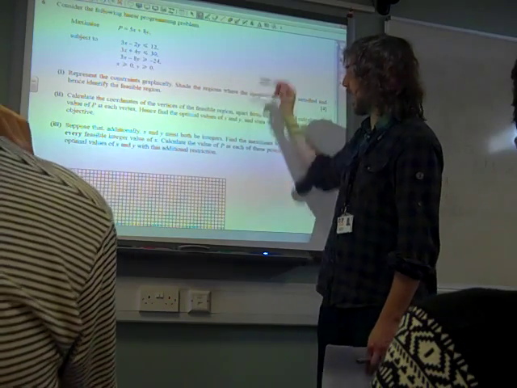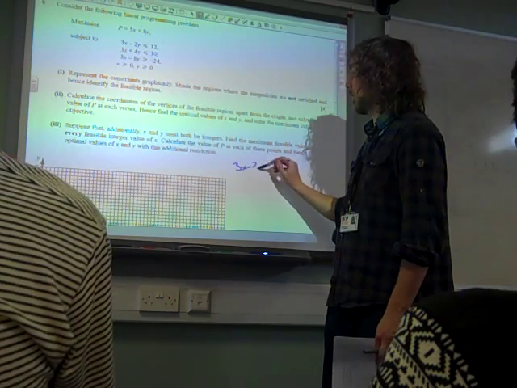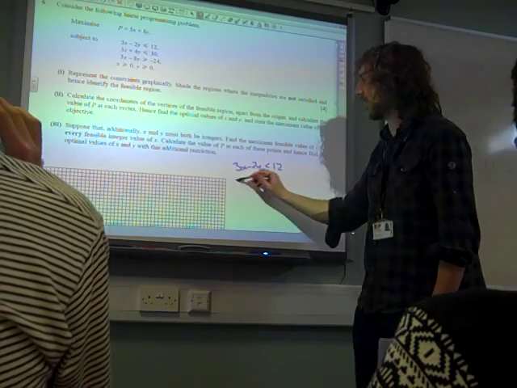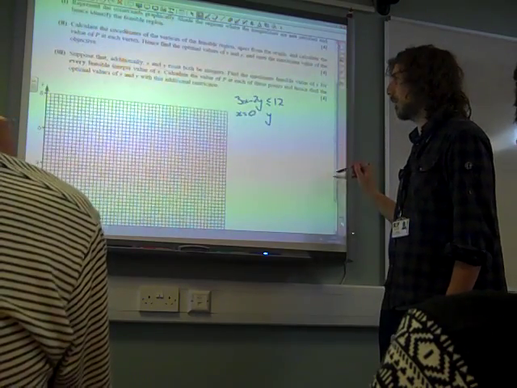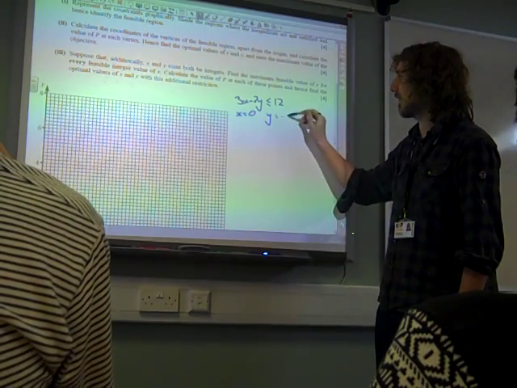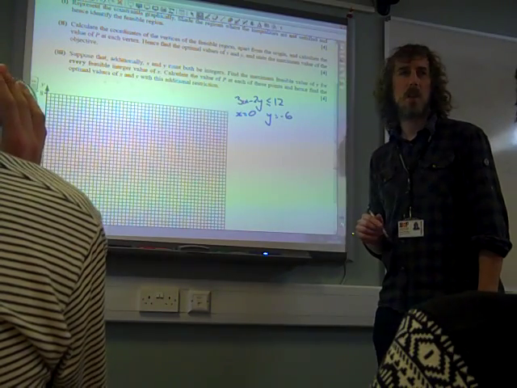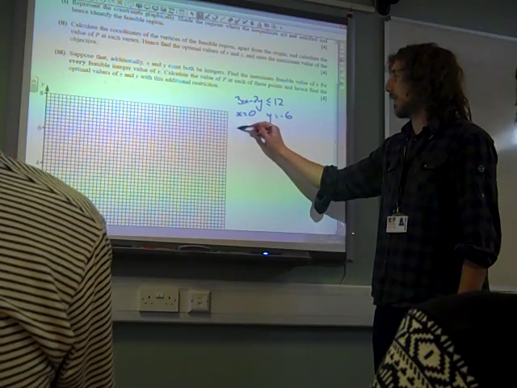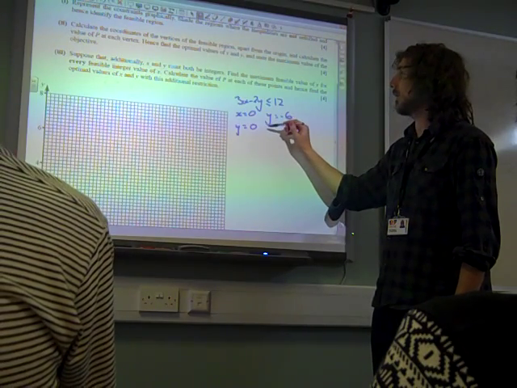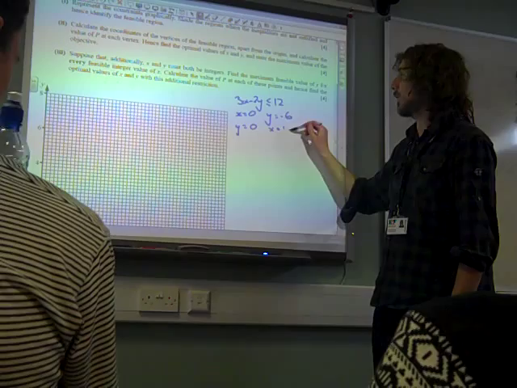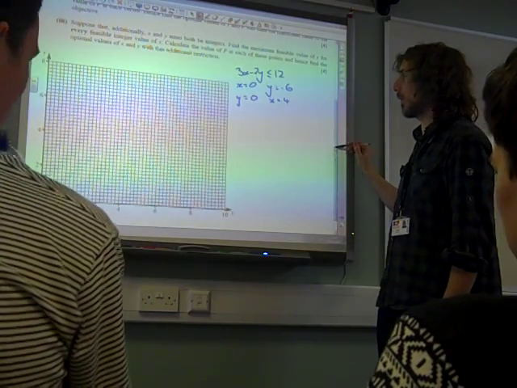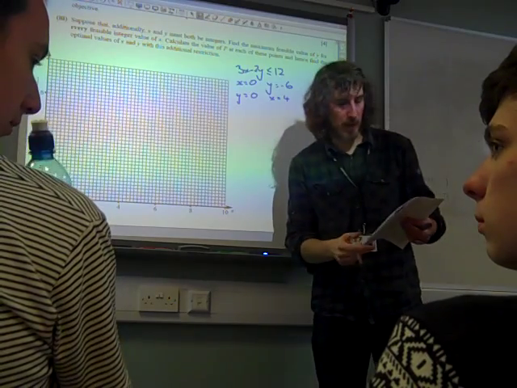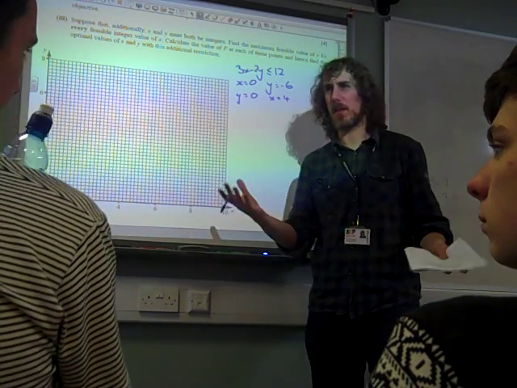So 3x minus 2y is less than or equal to 12. If x equals 0, y would be minus 6. If y is 0, x would be 4. We could do with another value, couldn't we? Let's just pick another sensible value.